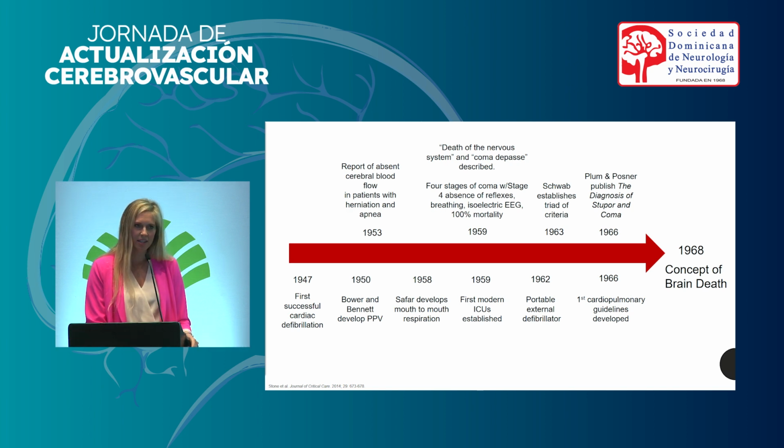And then once we were able to keep these people alive, physicians, both intensive care and neurologists, were saying, we have these patients that are on a ventilator, but they're comatose. What do we do with them? And there were two groups of neurologists. There was the French camp, who described this as coma dépassé, or beyond coma. And then there were the American neurologists that said, this is the death of the nervous system in these patients.